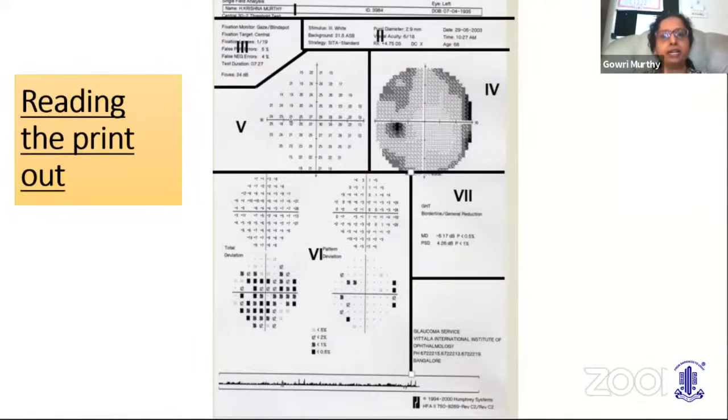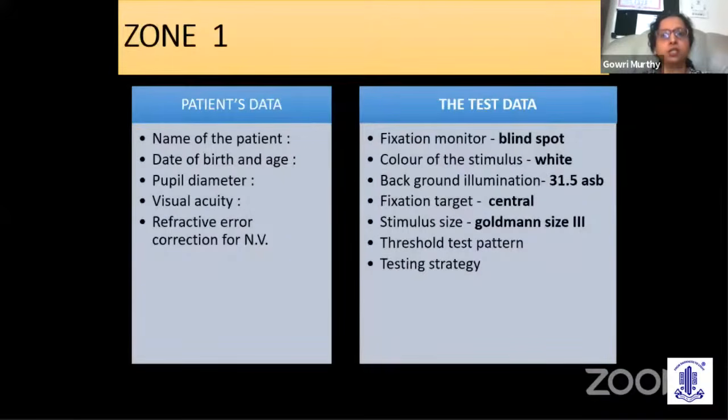So let's go ahead and look at how we read a printout. It helps to have these region-based approaches. The first zone is where you have the patient data, where the name of the patient, date of birth, the pupil diameter, visual acuity, and the refractive error should be entered. Encourage your perimetrists to enter everything. Even the visual acuity should not be left unentered.